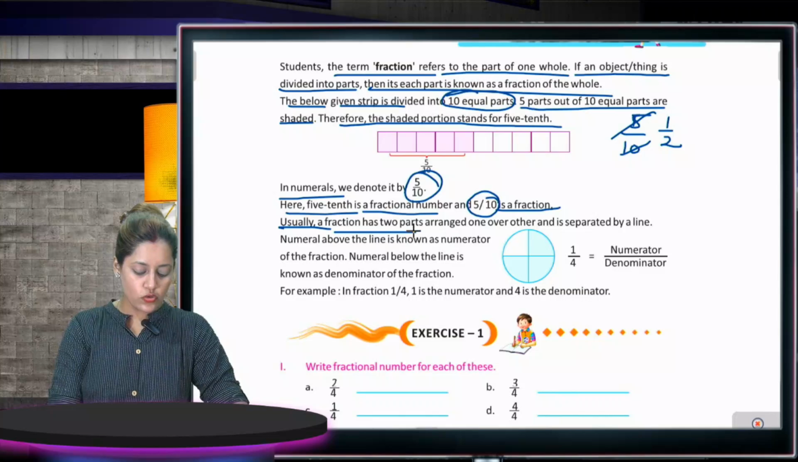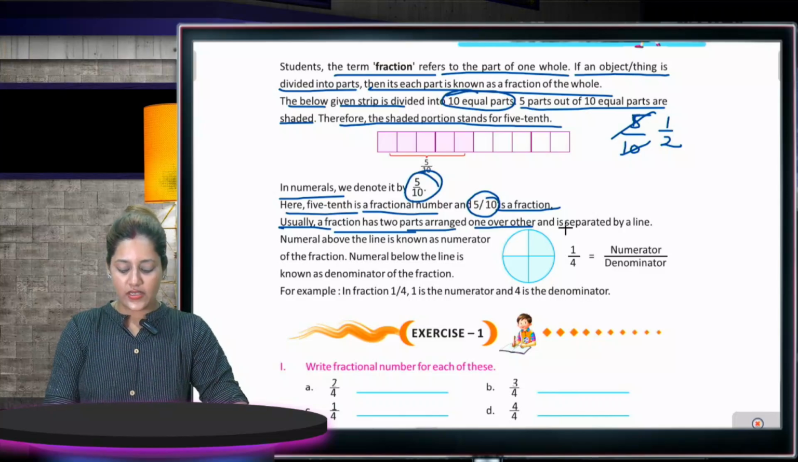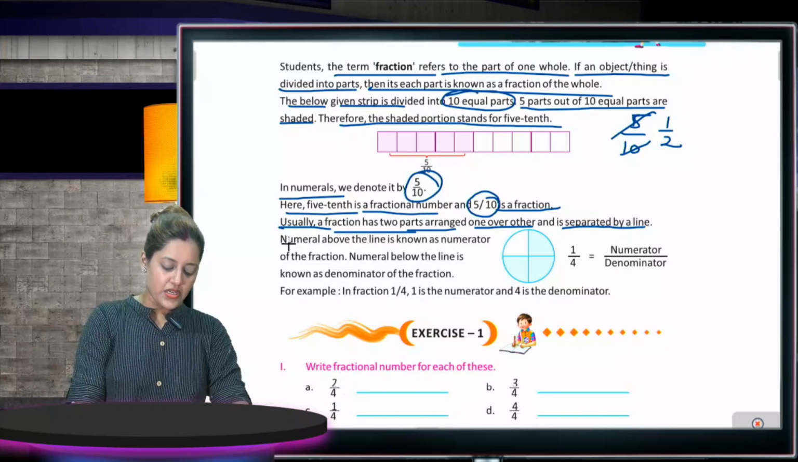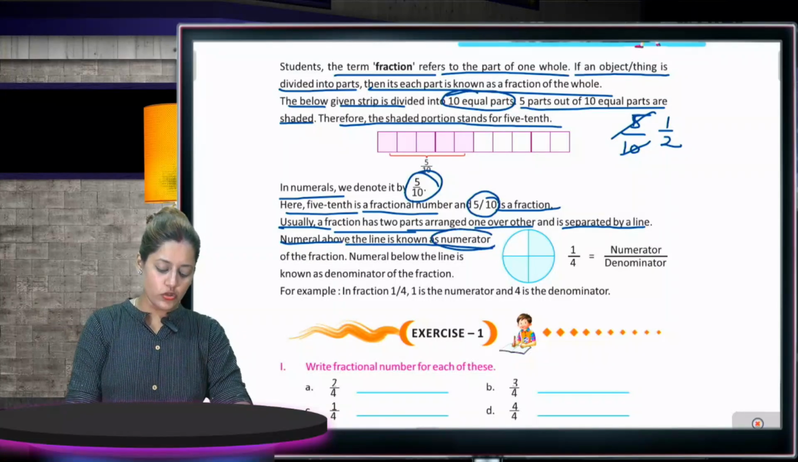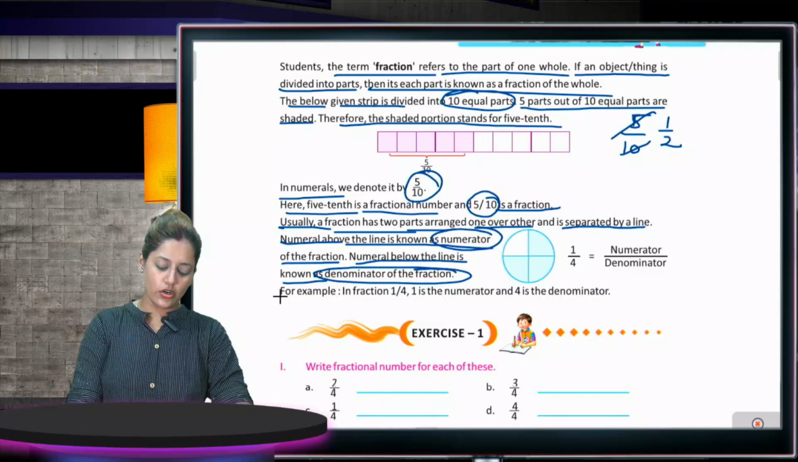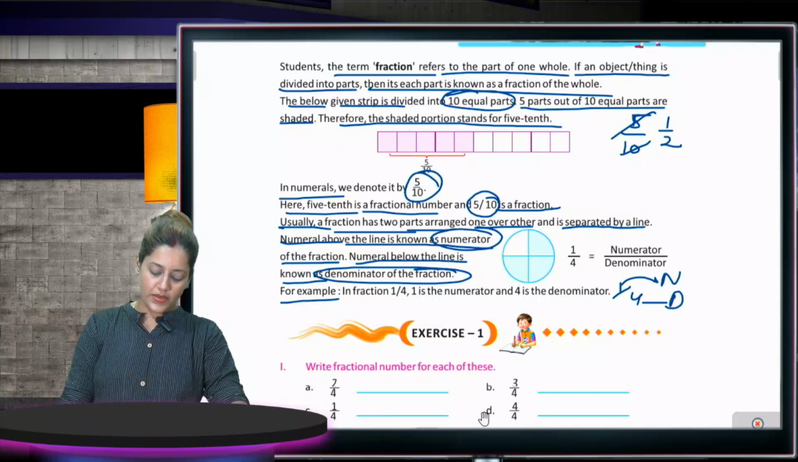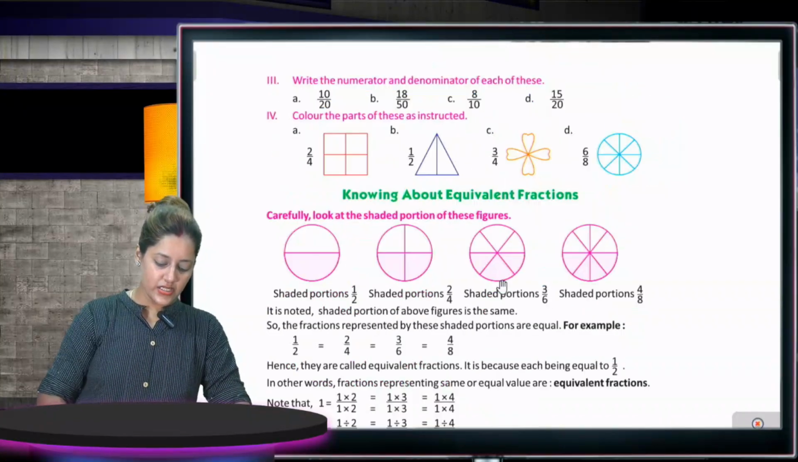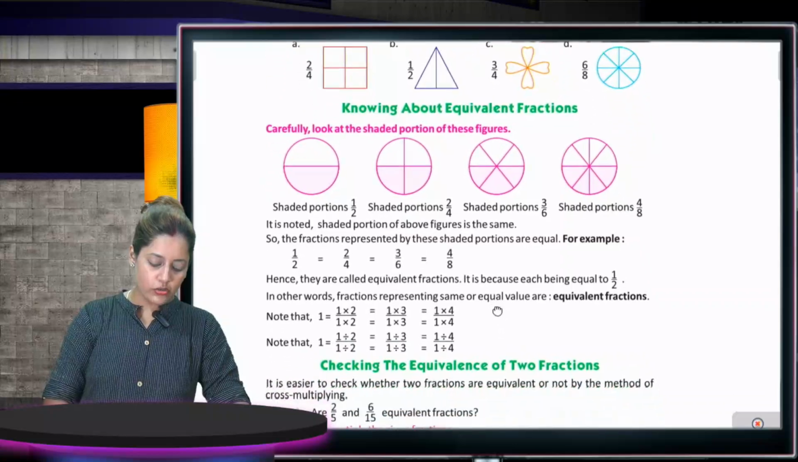Usually a fraction has 2 parts, arranged one below the other and separated by a line. The numeral above the line is known as the numerator of the fraction and the numeral below the line is known as the denominator of the fraction. For example, in 1 by 4, 1 is the numerator and 4 is the denominator. Next is knowing about equivalent fractions.